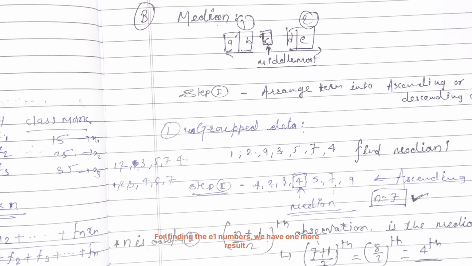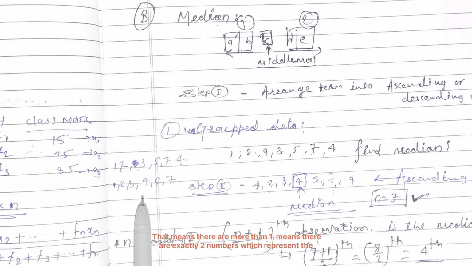For even numbers, we have one more result. Let me write this one. When n is even, we cannot say there is a single term as the median. There are exactly two numbers which represent the median in our ungrouped data.